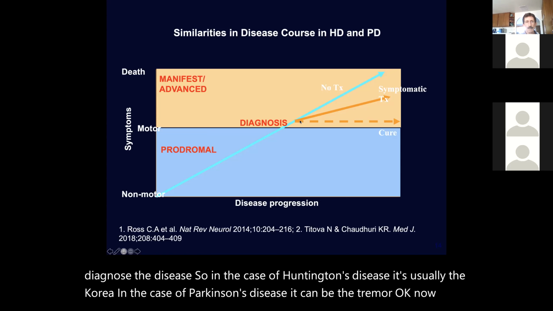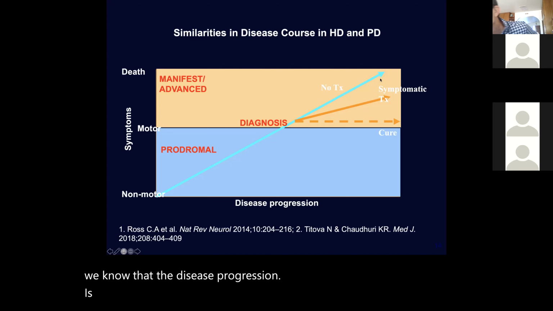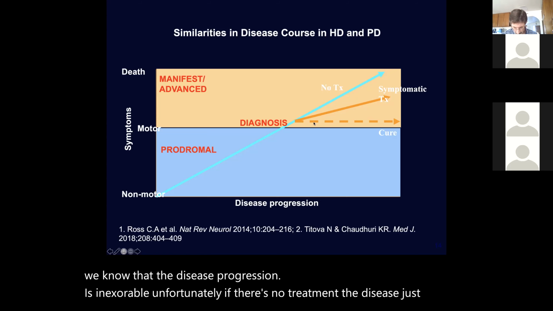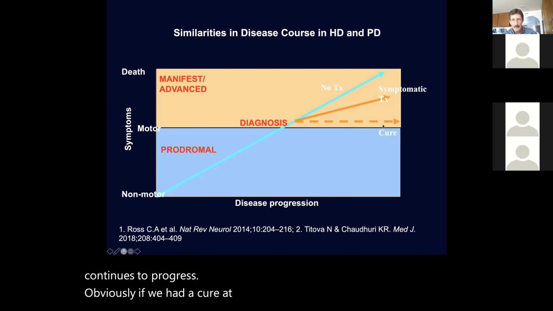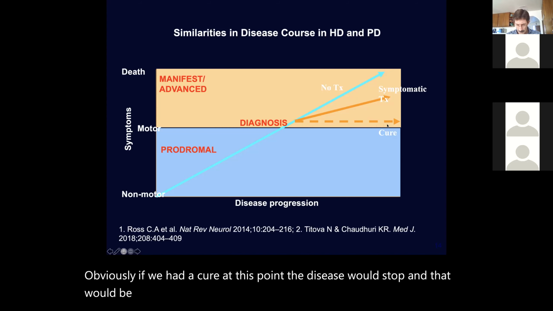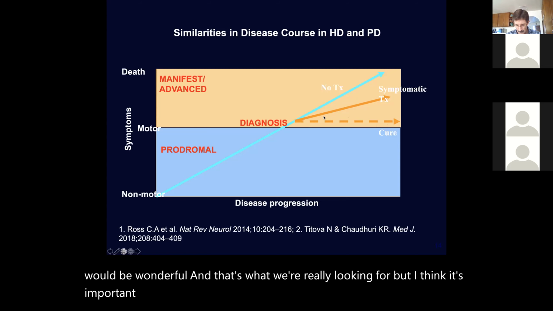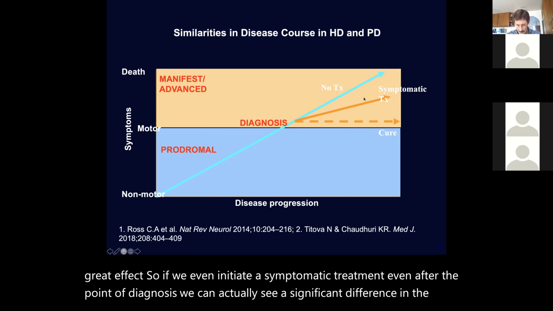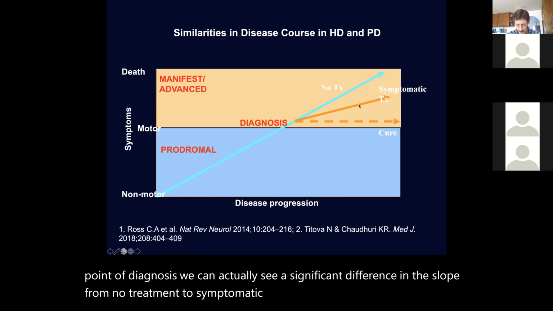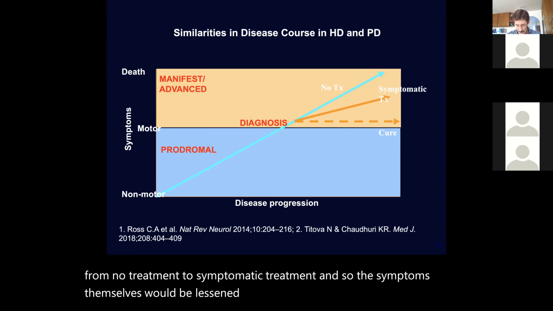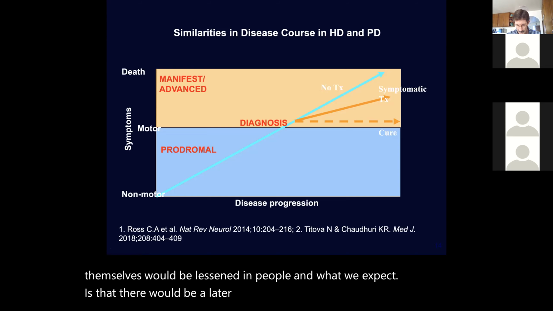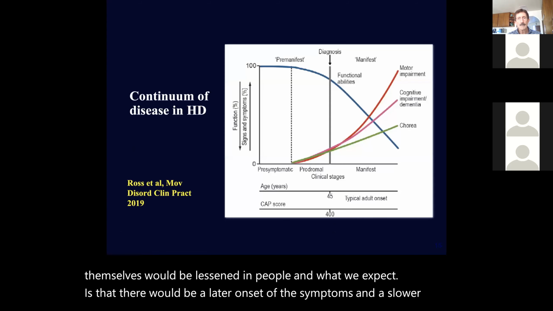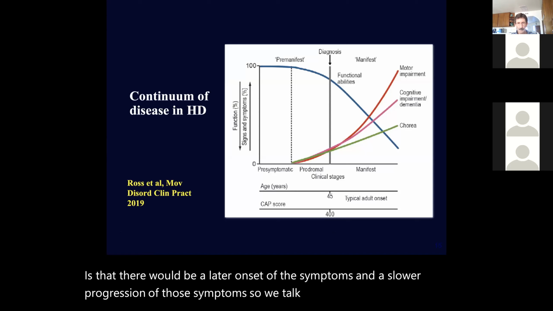Now we know that the disease progression is inexorable, unfortunately. If there's no treatment, the disease just continues to progress. Obviously, if we had a cure at this point, the disease would stop, and that would be wonderful. And that's what we're really looking for. But I think it's important to also note that even a symptomatic treatment could have a great effect. So if we even initiate a symptomatic treatment, even after the point of diagnosis, we can actually see a significant difference in the slope from no treatment to symptomatic treatment. And so the symptoms themselves would be lessened in people. And what we expect is that there would be a later onset of the symptoms and a slower progression of those symptoms. So we talk about continuum of disease in Huntington's disease.